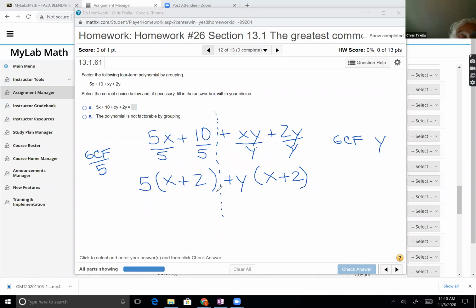Do they share something, the left-hand side and the right-hand side? They both have that x plus 2 in common. And so when I divide out the x plus 2, what would be left is 5 plus y. All right?